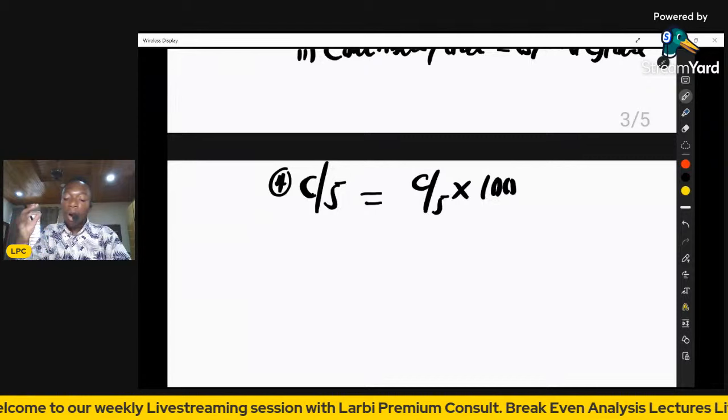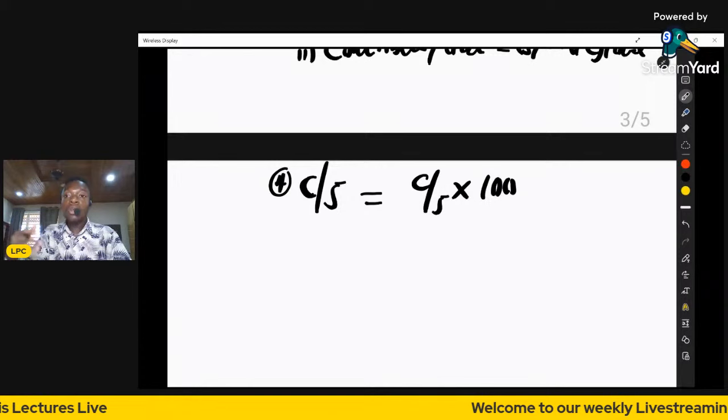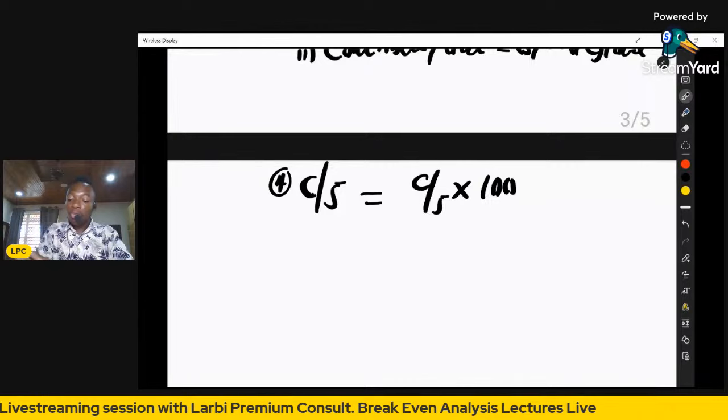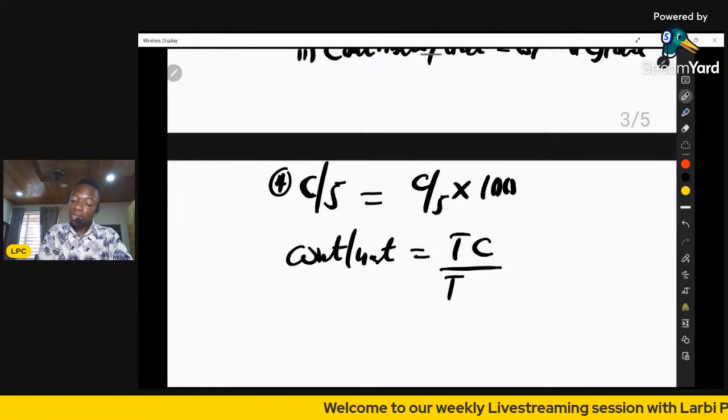So this becomes the CS ratio all in per unit. Maybe we want the CS ratio in terms of total, then we have total contribution divided by total sales, multiplied by 100, and you get the same percentage. You can also use your per unit: contribution per unit divided by selling price, and then multiply by 100. Contribution per unit is equal to the total contribution divided by the total units under consideration. That will fetch your contribution per unit.